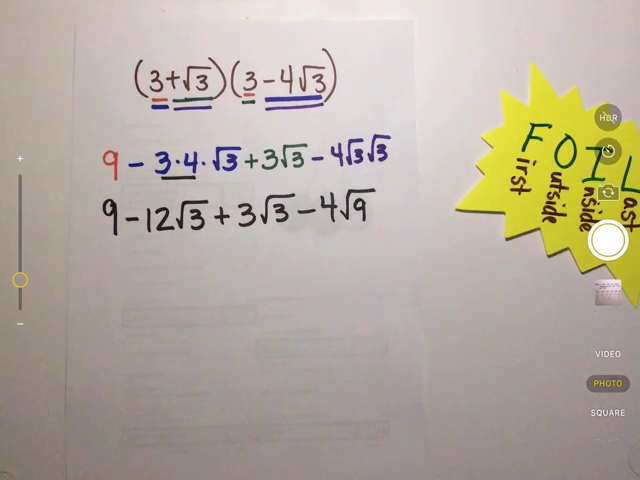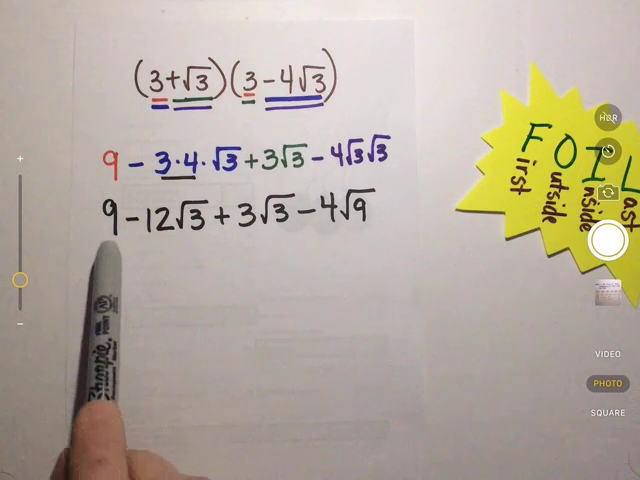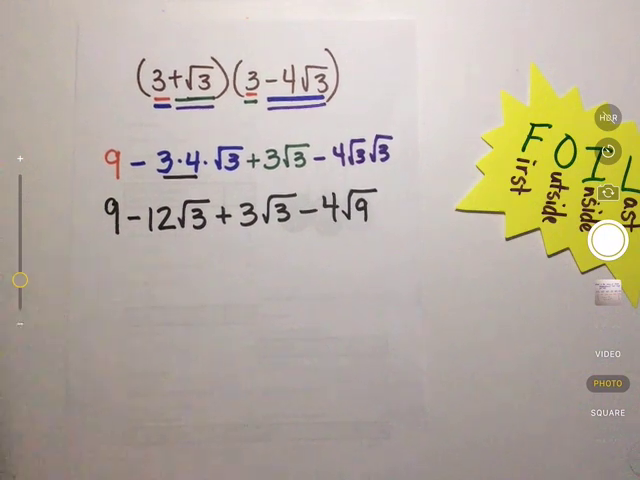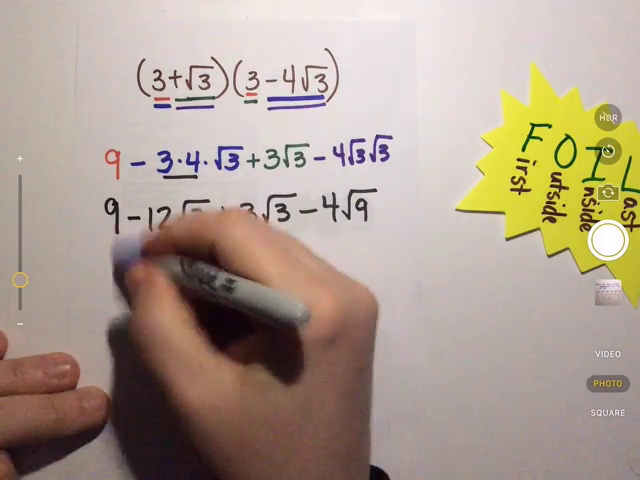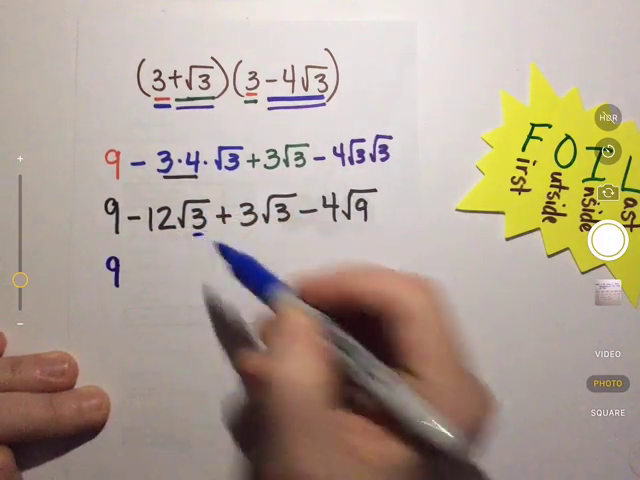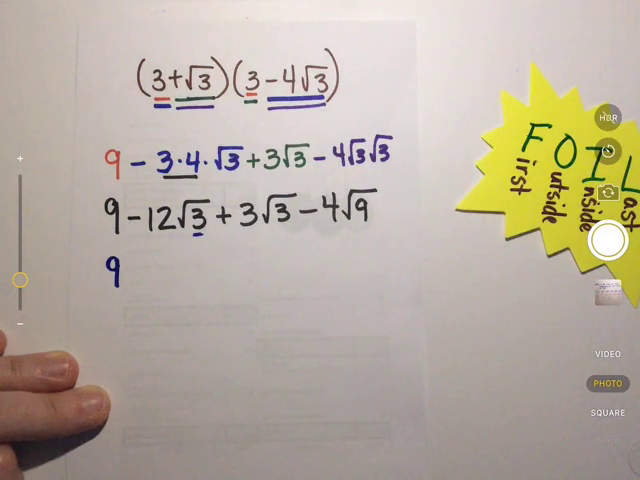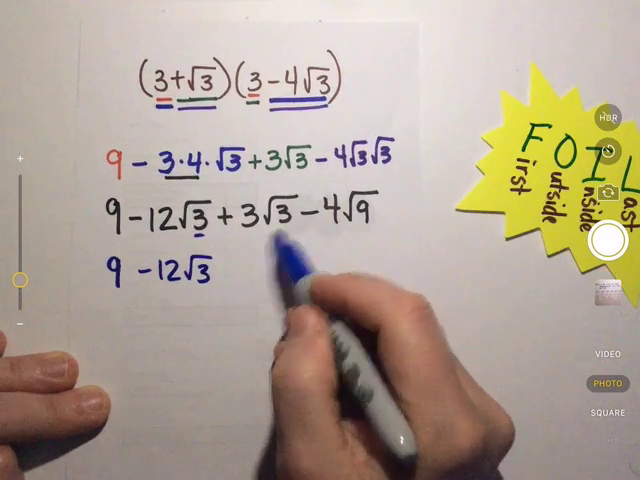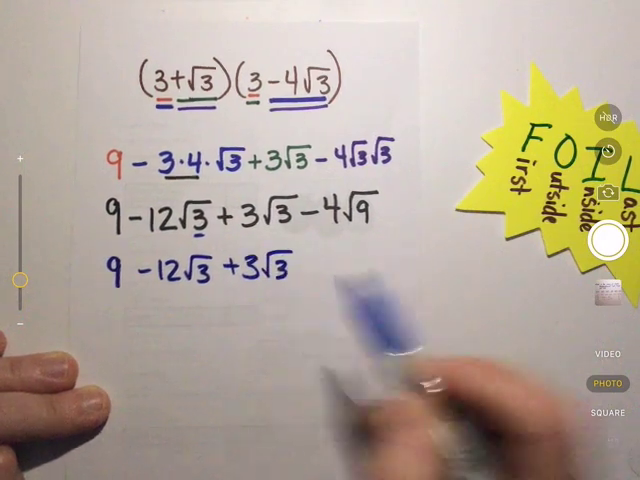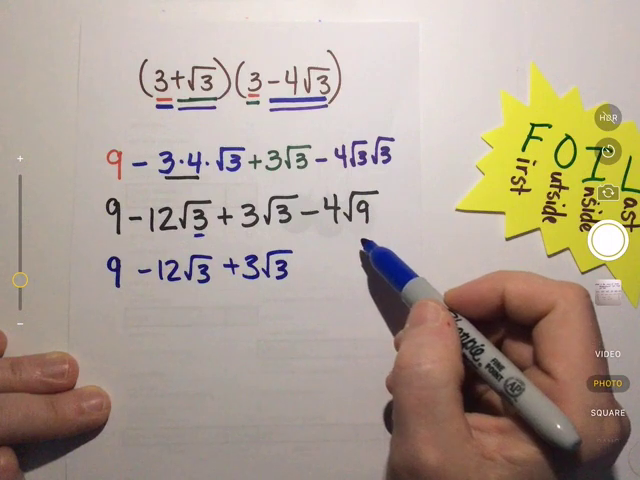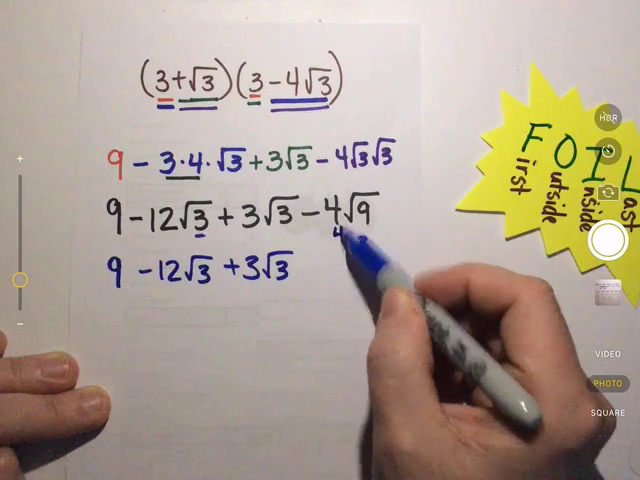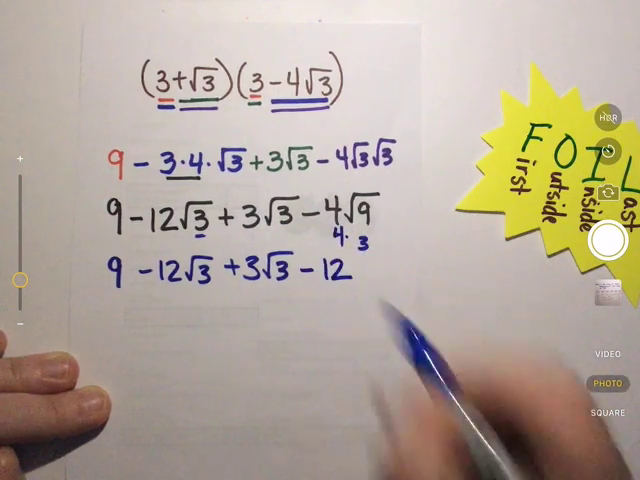Now you're ready to simplify, and I know I'm ready to simplify when I either have one number outside and one number inside, or just one by itself. Okay, so the 9 is going to be a 9. Square root of 3 is not perfect. There's nothing that can be taken out of that, so that is simplified. Same with this square root of 3. Square root of 9 is a perfect square. So if we take the square root of 9, we get a 3. And if we multiply that to the 4, we get negative 12.